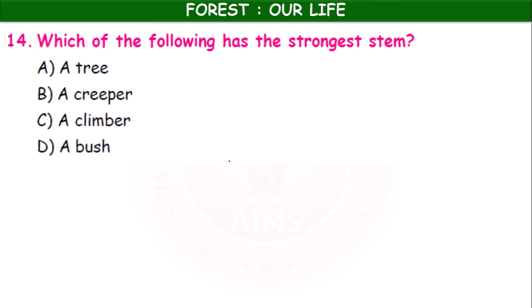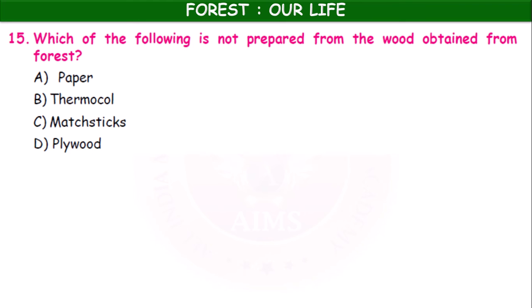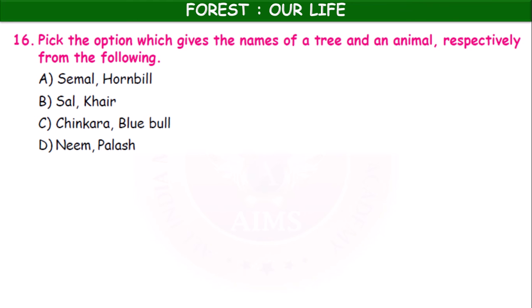Which of the following has the strongest stem? A tree, creeper, climber, bush. A tree has the strongest stem. We call it trunk. Which of the following is not prepared from the wood obtained from the forest? Sticks, plywood. It's not made from the wood.